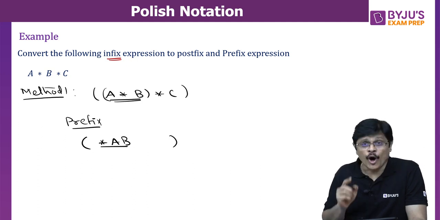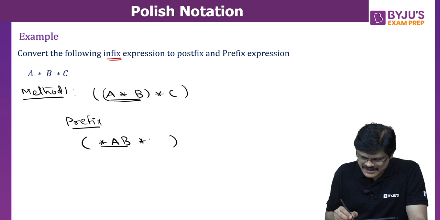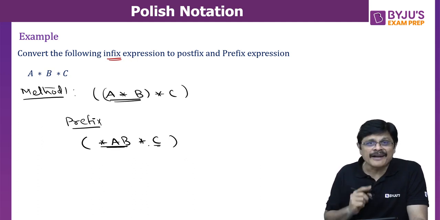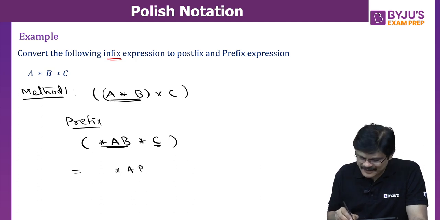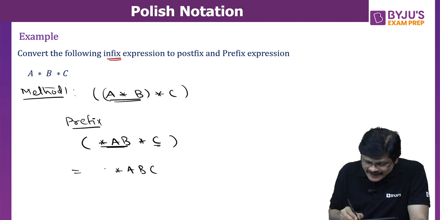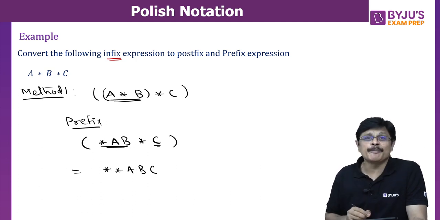So this is your operand, star C. Now this is operand and this is operand. Again you convert into prefix notation. What is prefix? Operand, next operand, and operator precedes it. So this is your prefix notation for the given infix, my dear friends.